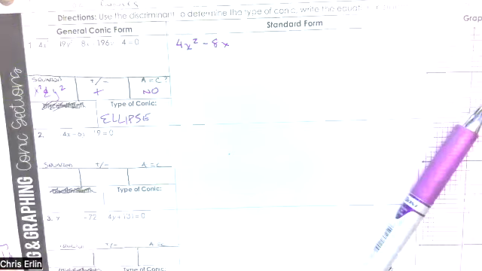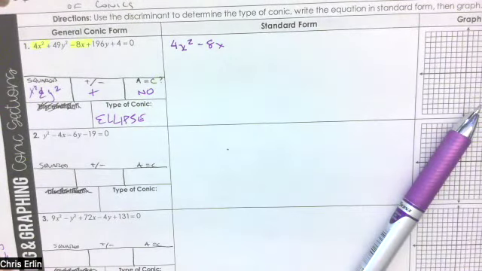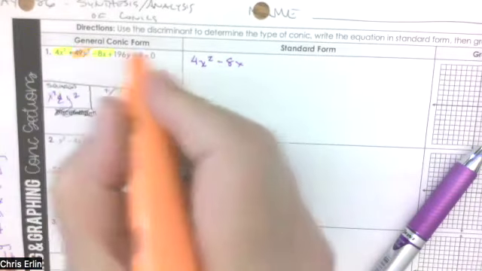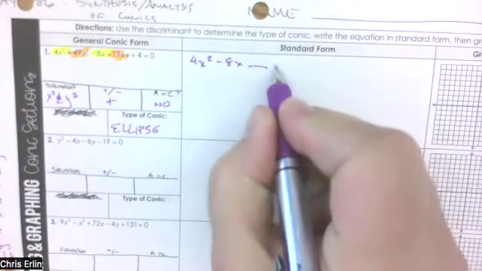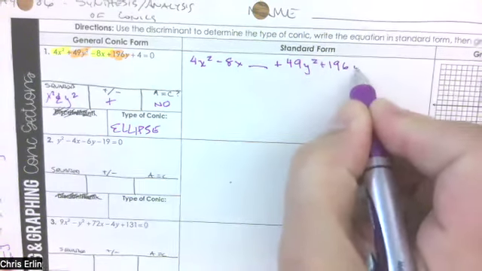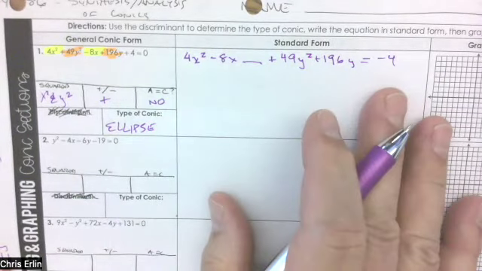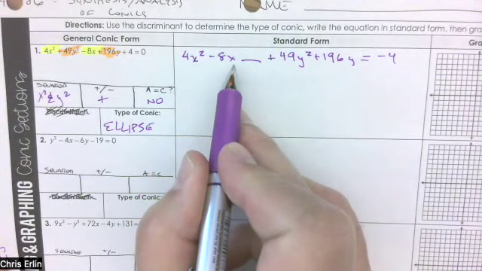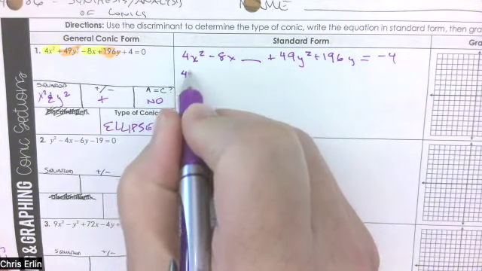So the first part of that is I'm going to take all of my x terms and group them together. And then I'm going to take my y terms and group them together. So I'm going to leave a little space after this, plus 49y squared plus 196y. And then I'm going to move that 4 over to the right side, -4. What's my first step here? I need a lead coefficient of 1. So I'm going to factor that 4 out.